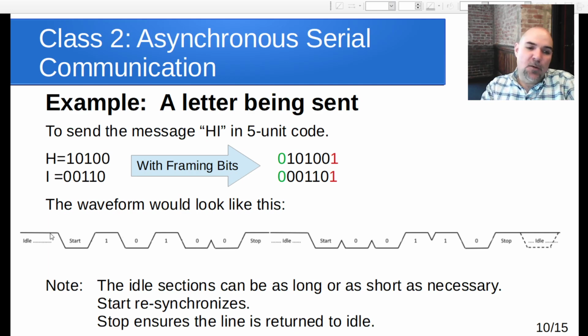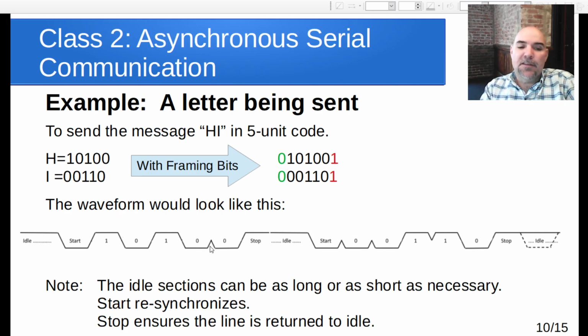So here's what the entire waveform of that message would look like. The line is idling high. The first start bit comes in. There's a falling edge for start. Now we have the first data bit, 1, 0, 1, 0, 0. So the message, high, low, low. And then our stop bit that returns to the idle state. And notice this idle period could be as long or short as we want it to be, because the stop bit ensured it went high. And then eventually we get to where we want to send the next character. Start bit, 0, 0, 1, 1, 0.